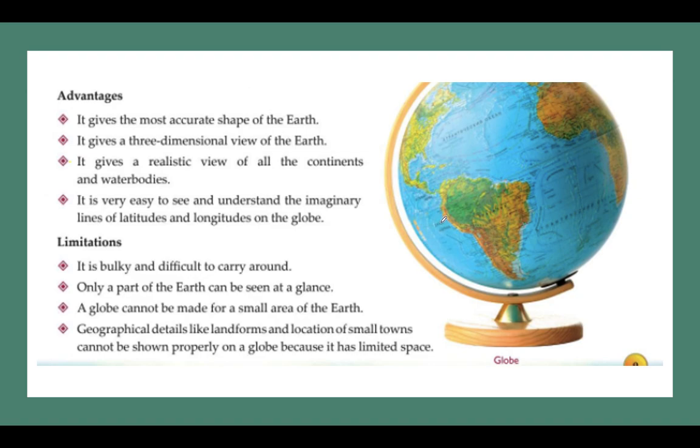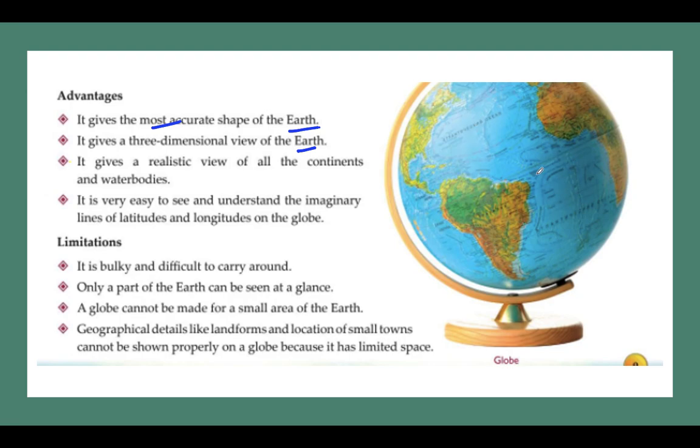If you see the advantages of globes, it gives the most accurate shape of the earth. Among the maps, there are three other forms which also represent the earth, but irrespective of these three, the globe gives the most accurate shape of the earth. It gives a three-dimensional view of the earth. In a map, we are not seeing three-dimensional views. It gives a realistic view of all continents and water bodies. Here you can see the continents and the water bodies.